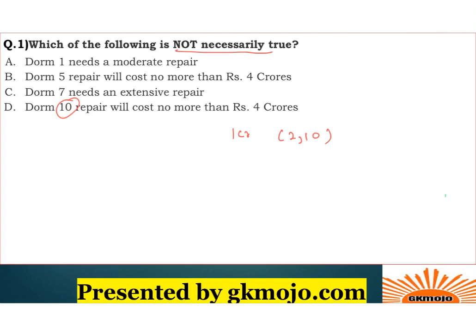And there was 6 crores, right? So either this or this was there. It was either coming over here or coming over here, right? So that means DOM 10 will cost no more than 4 crores cannot be necessarily said. It is tentative, right? It is not sure right now. So this is your correct option.